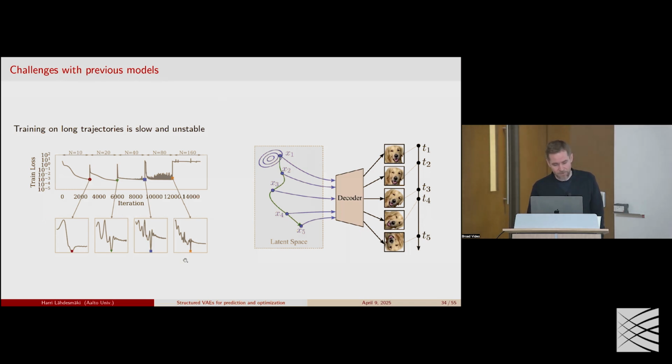The bottom figures illustrate what the loss landscape looks like at these optimized positions. And this is obviously just a one-dimensional projection of a really high-dimensional optimization landscape, but nicely agreeing with the intuition that with longer trajectories, the optimization landscape becomes highly multimodal.